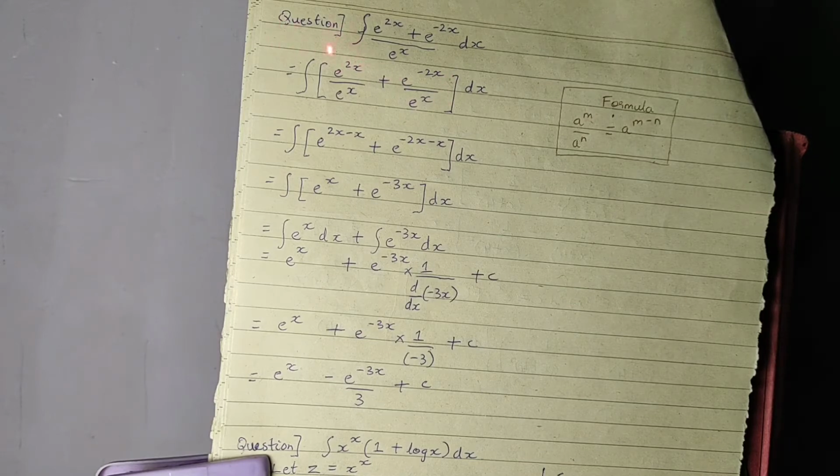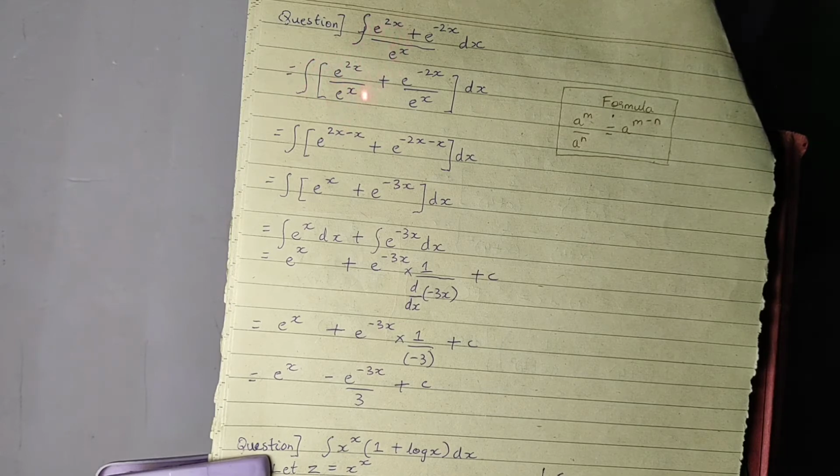This is a new question. So this question is integration of (e raised to 2x plus e raised to minus 2x) divided by e raised to x, into dx. Okay, this is integration of. So this, if you can see, integration we can put it outside in square bracket.